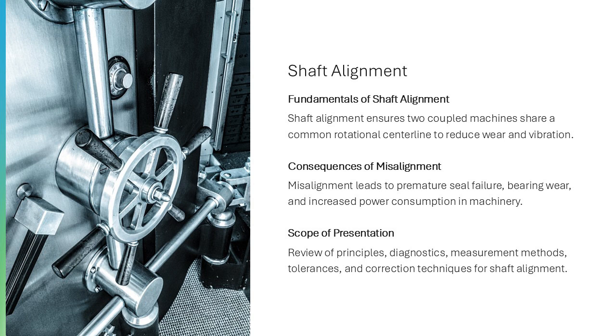Shaft alignment is a foundational practice in rotating machinery maintenance, ensuring that two coupled machines, such as a motor and pump, share a common rotational centerline. Proper alignment minimizes wear, reduces vibration, and extends equipment lifespan. Misalignment issues can lead to premature seal failure, bearing wear, and increased power consumption.